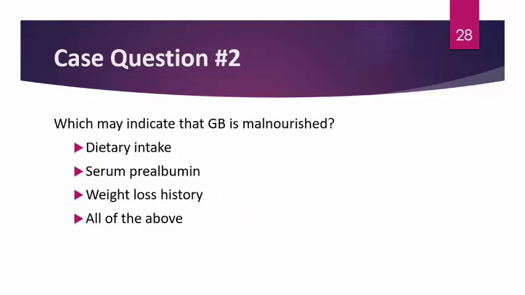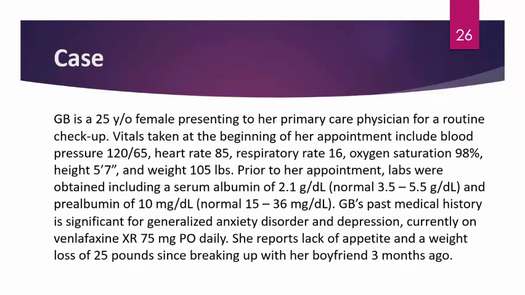Next question, which may indicate that GB is malnourished? The answer here, of the 4 answers, is all of the above. As we stated, GB's appetite has been relatively low. She's lost a lot of weight recently, 25 pounds within the last 3 months. And her prealbumin level was 10, which is low. This is essentially an idea of her nutritional status.